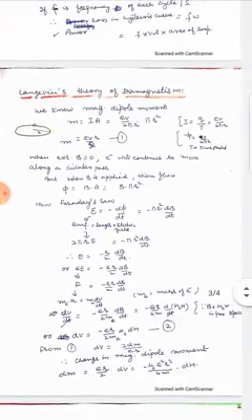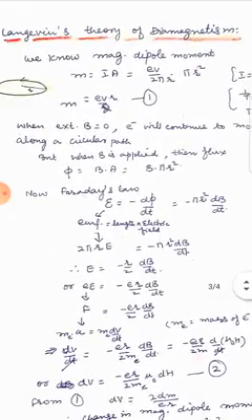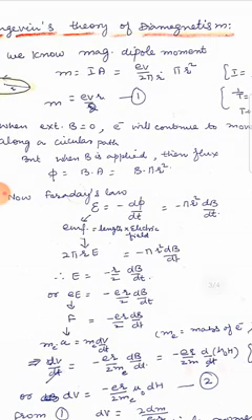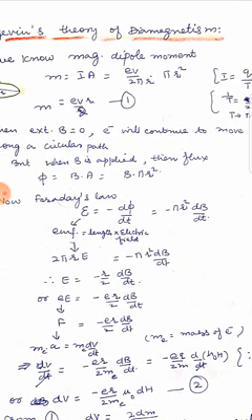So next is the Langevin theory of diamagnetism. In Langevin theory, he explained how to calculate the magnetic susceptibility of diamagnetic materials. He assumes that the magnetic dipole moment is given by m is equal to I into A, and then he calculates the magnetic dipole moment. But we know that the magnetic flux phi is equal to B into A, that is B into pi r square. Now Faraday's law, epsilon is equal to d phi upon dt, that is pi r square dB upon dt.